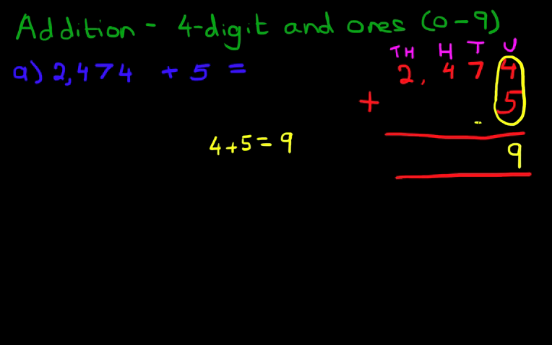As for the tens, it's 7 plus nothing, so this remains 7. For the hundreds, it's the same thing. 4 plus nothing is 4. Now we can put a comma here again. 2 plus nothing is 2. And we have our answer.